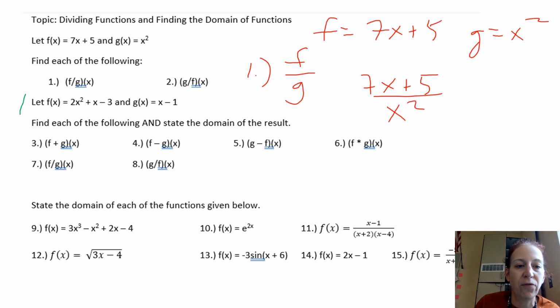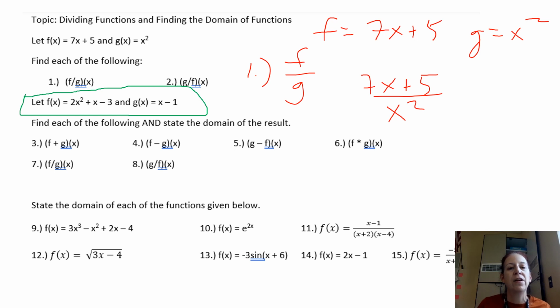So for 3 through 8, the directions are a little bit different. You are given different functions. You are given a quadratic for f and a linear function for g, and then you are asked to perform operations. So this ties it back into the previous lesson with adding, subtracting, and multiplying. For 3, you would add them together. 4 and 5 are subtraction, and you subtract them in different orders. 6 is a multiplication, and then 7 and 8 are division, where you would divide them.